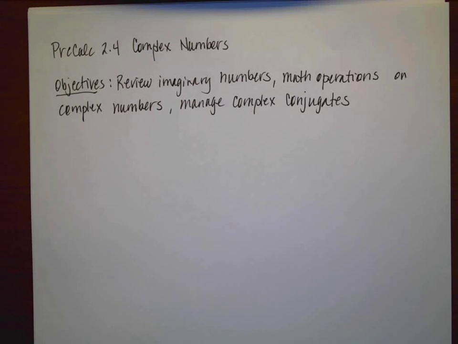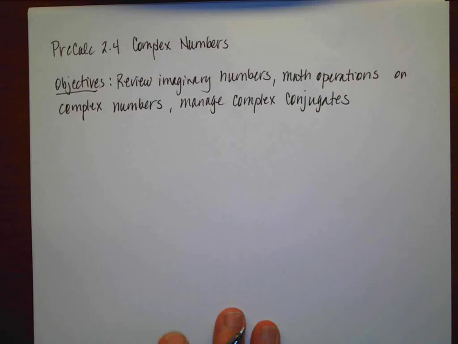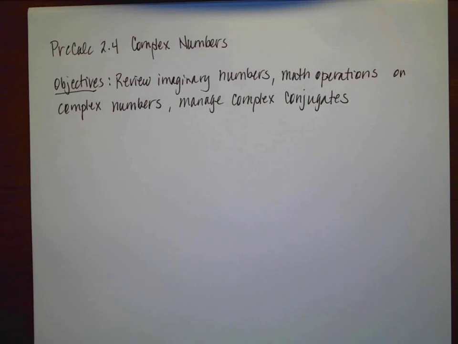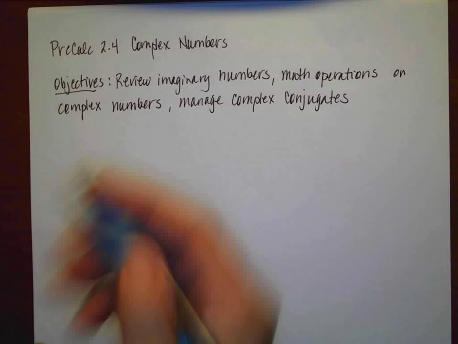Math Humans. We're going to do 2.4 today. We're going to be talking about complex numbers. Our objectives are that we're going to review imaginary numbers, we're going to do math operations on complex numbers, and then we're going to manage complex conjugates.